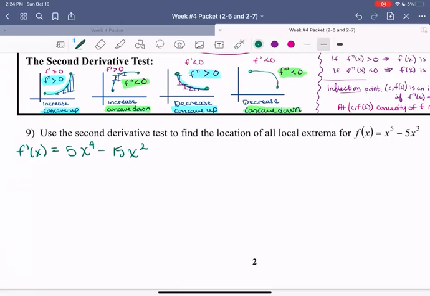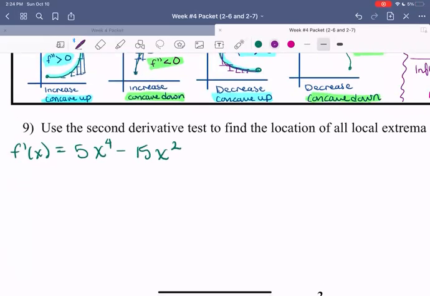So now we want to know those critical values, meaning where that derivative is not defined or 0. We see that this derivative can be evaluated at any x value, so there are no values where it is undefined. So we just need to ask where 5x to the 4th minus 15x squared is equal to 0.